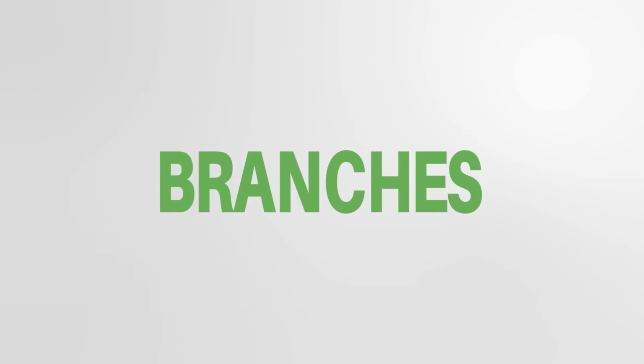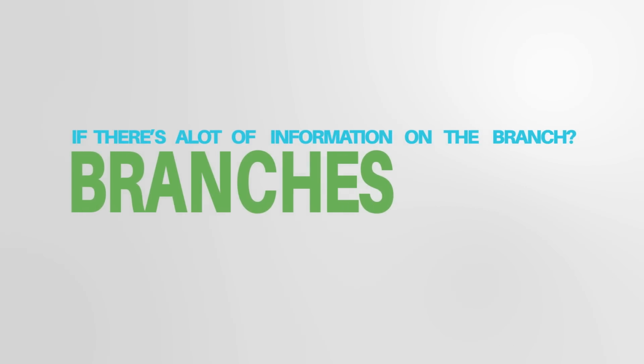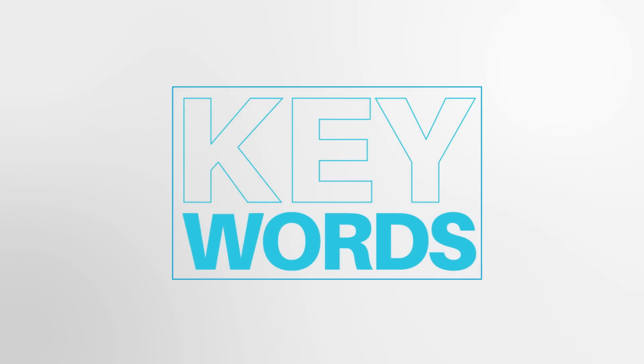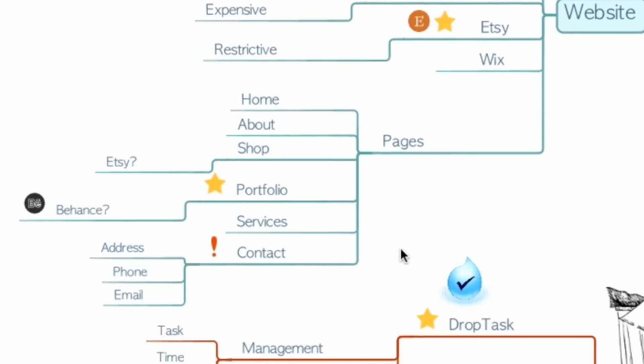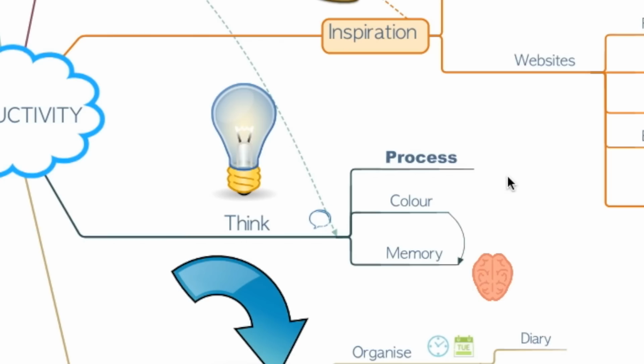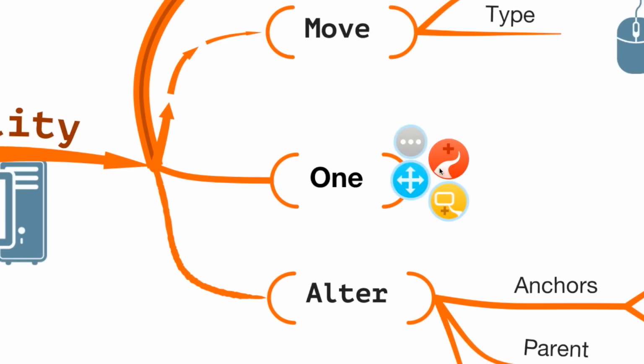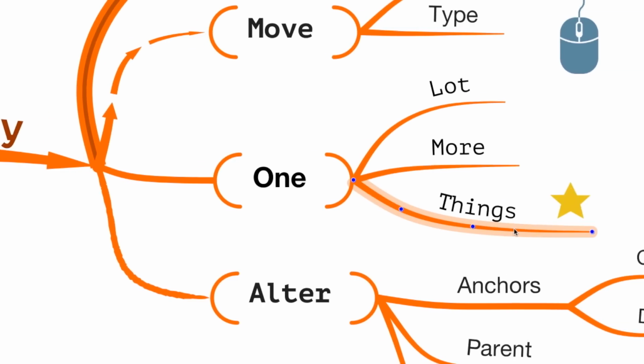Now you may be wondering, how am I supposed to keep branches short if there's a lot of information on the branch? And the answer is keywords. Not only is one key word easier to quickly identify, process, and associate with a memory, but one word can grow into a lot more things.